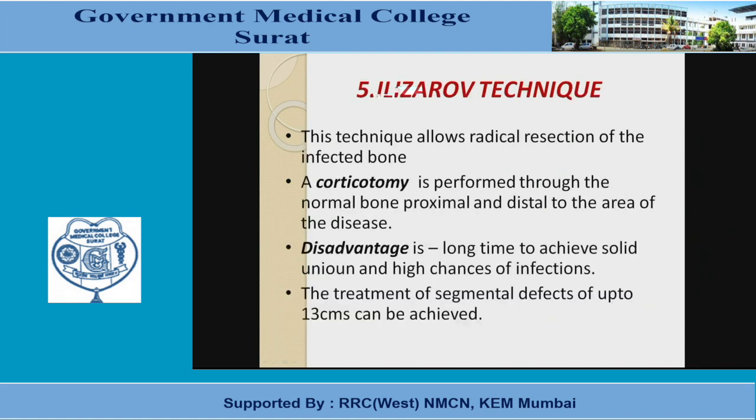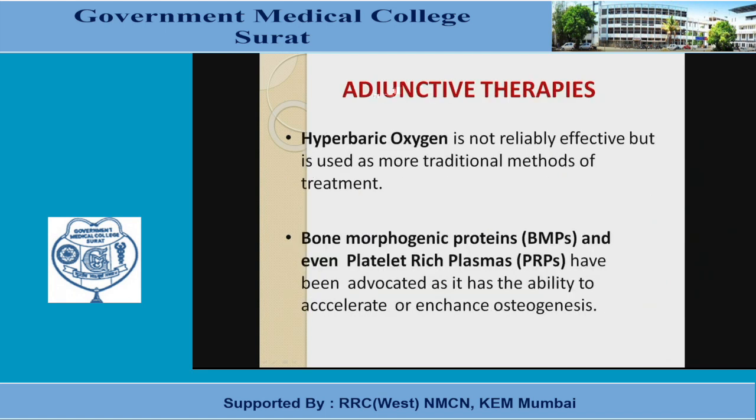Ilizarov technique: when a very large portion of the bone has been excised due to infection, there is instability and a very large bone gap, then Ilizarov can help in new bone formation. In Ilizarov, a corticotomy is performed from the normal bone, and from there this bone segment is transported towards the opposite side. So this treatment can fill a defect up to 13 centimeters. These are the adjuvant therapies: hyperbaric oxygen, bone morphogenetic proteins, platelet-rich plasma.